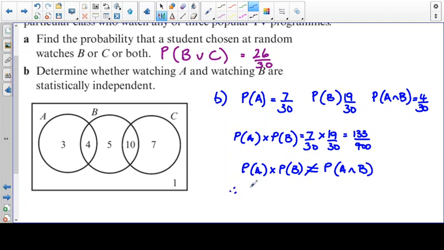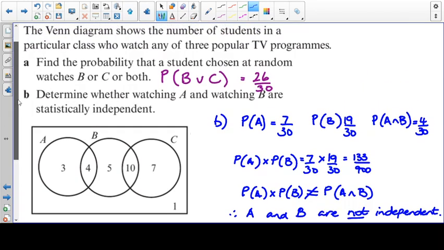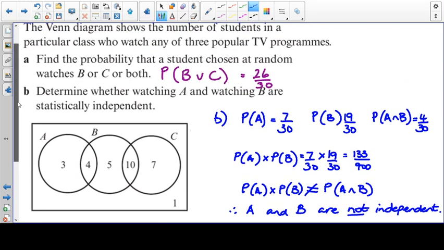Therefore, A and B are not independent. Okay, so in the context, because the student watches A, then that means they are more likely to watch B. It's dependent. Perhaps they're similar programs.